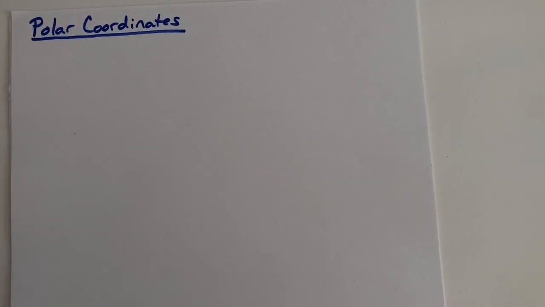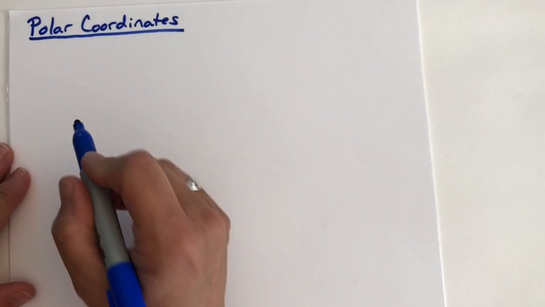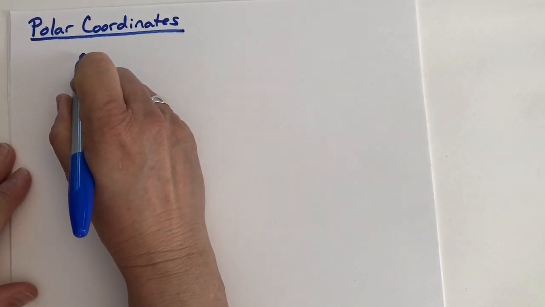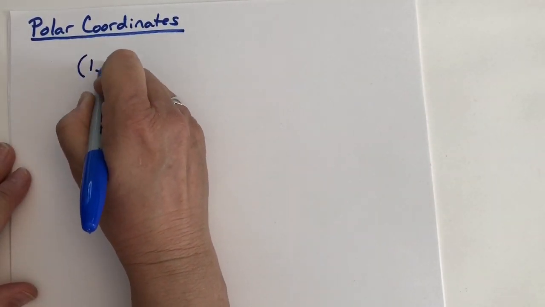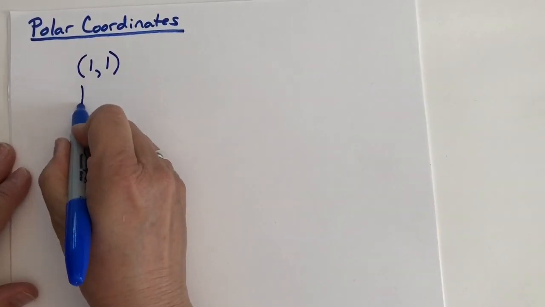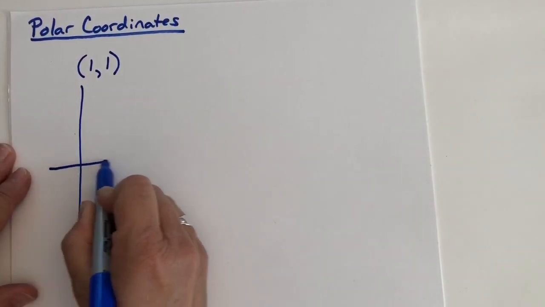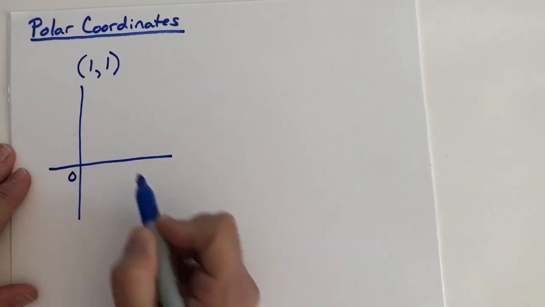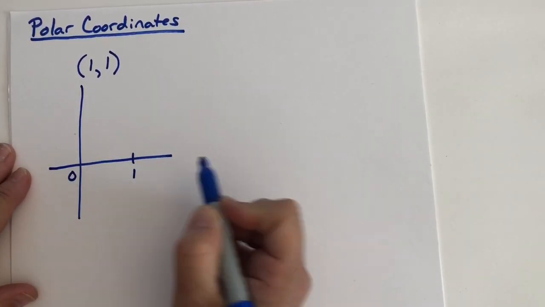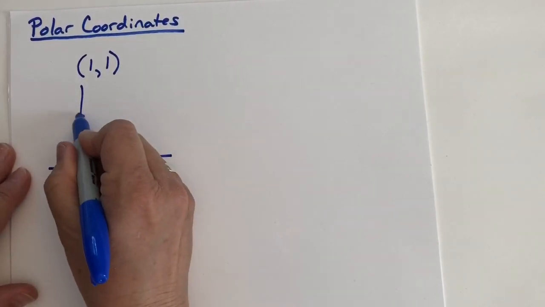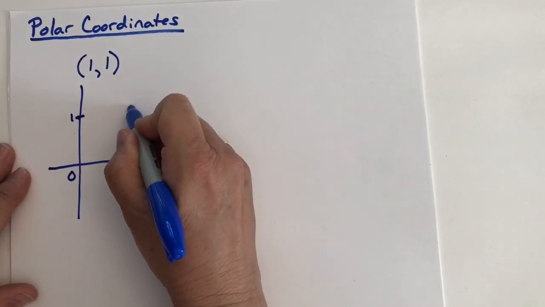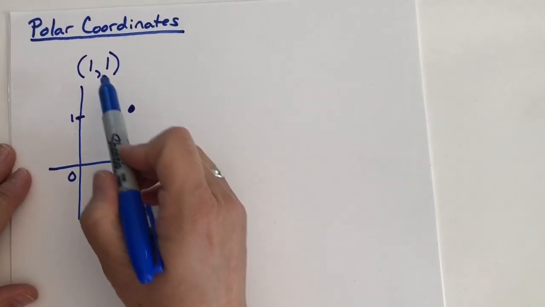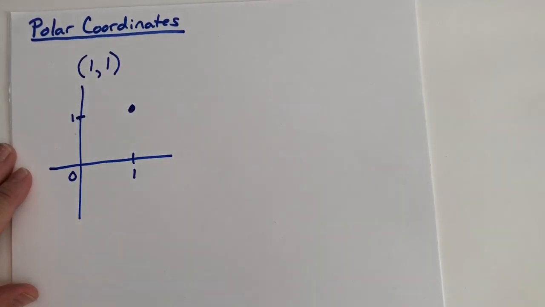We're going to be talking about polar coordinates. But to get there, we're going to start by representing a point with rectangular coordinates. So let's just consider the point (1, 1). In rectangular coordinates, we could graph that pretty easily. Here's the origin. We move 1 unit in the x direction and 1 unit in the y direction. And that's the point represented by (1, 1).